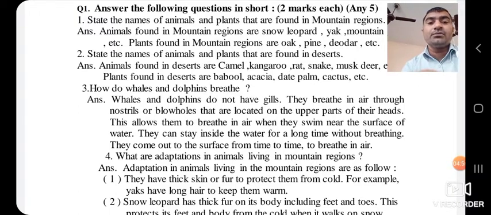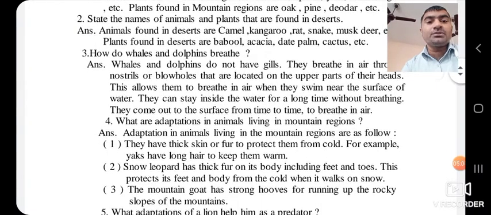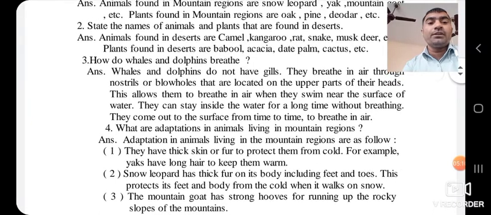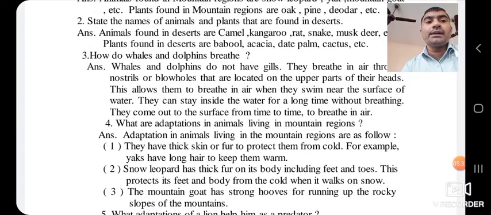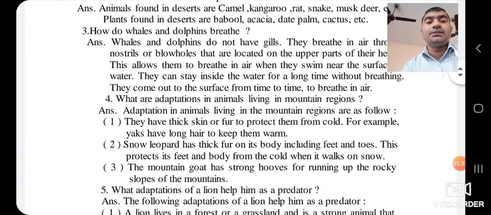For example, yaks have long hair to keep their body warm, and snow leopard has thick fur on its body including feet and toes. This protects its feet and body from the cold when it walks on snow. Now the third point, the mountain goat has strong hooves for running up the rocky slopes of the mountain, so it can climb the rocks easily.